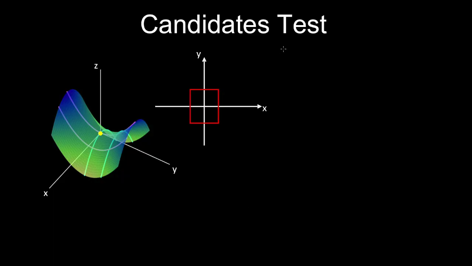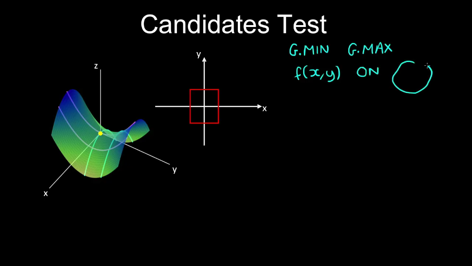We can find the absolute or global extrema, being the global minimum and global maximum of a continuous function of two variables on a closed bounded region. And we'll list the steps while covering an example.